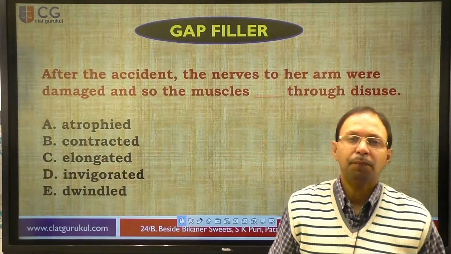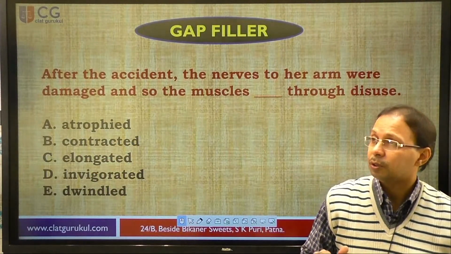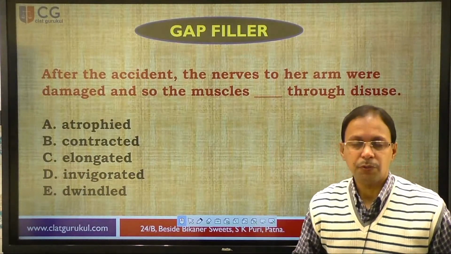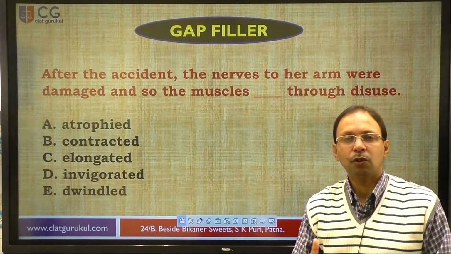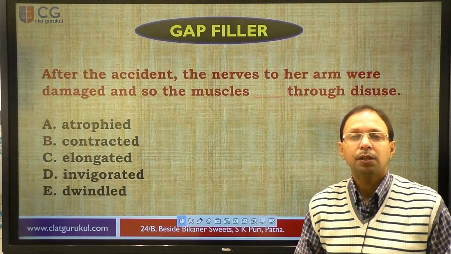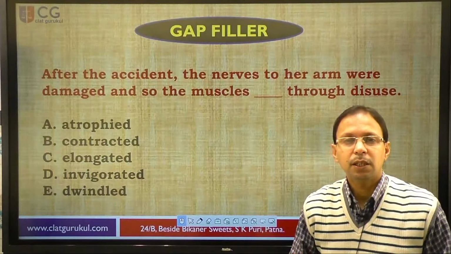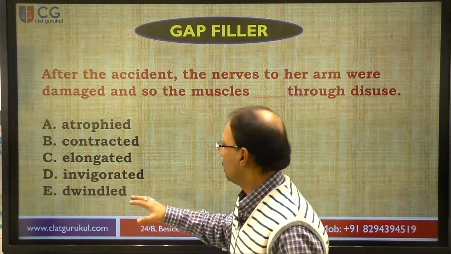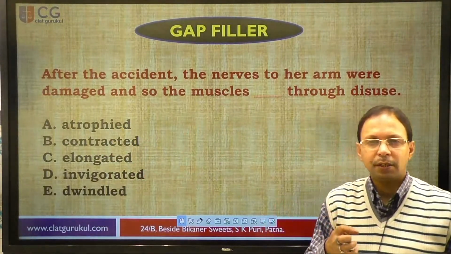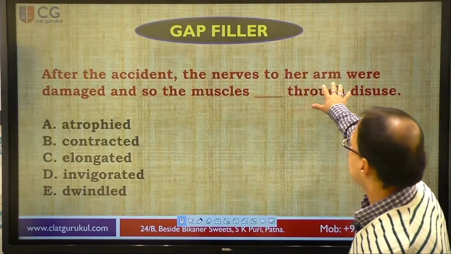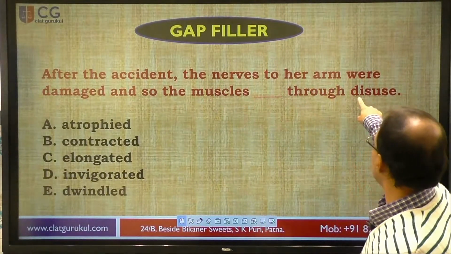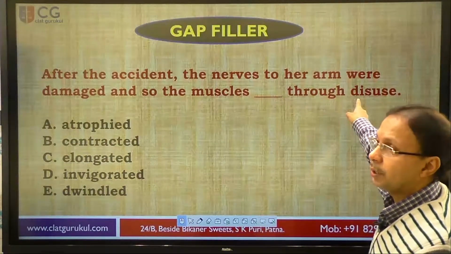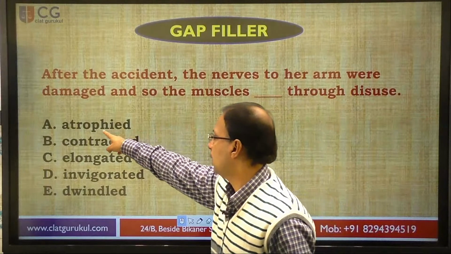Atrophied means something becomes ineffective due to disuse. You were not using a certain thing, or you were not using your limbs, and it became ineffective because of not using it, and that is meant by atrophy. Contracted, that is shrinking, right? And here we are talking about muscles through disuse. The highlighting word is disuse. You are not using that, that's why it has become damaged. Therefore, the correct answer will be atrophied.